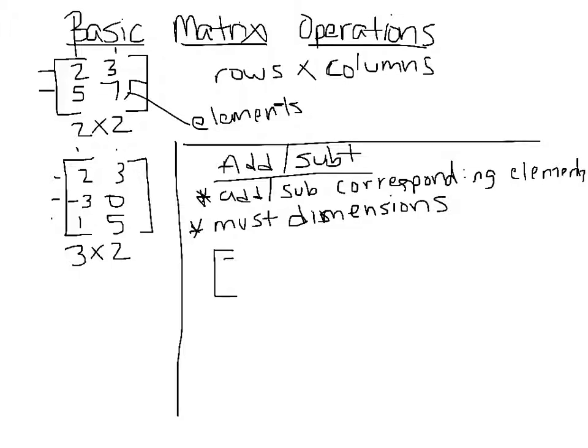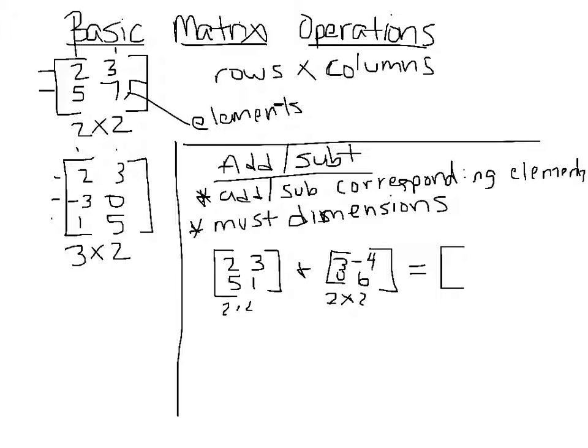So if we had 2, 3, 5, 1 plus 3, negative 4, 0, 6, we're going to add those together. This is a 2 by 2 matrix. This is also a 2 by 2 matrix. So we are okay to add them. When we add them together, we'll get another 2 by 2 matrix. So if we add the corresponding elements, my corresponding elements would be 2 and 3, which would give me 5, 3 and negative 4, which would give me negative 1, 5 and 0, which would give me 5, and 1 and 6, which would give me 7. Same idea applies if we go with subtraction.